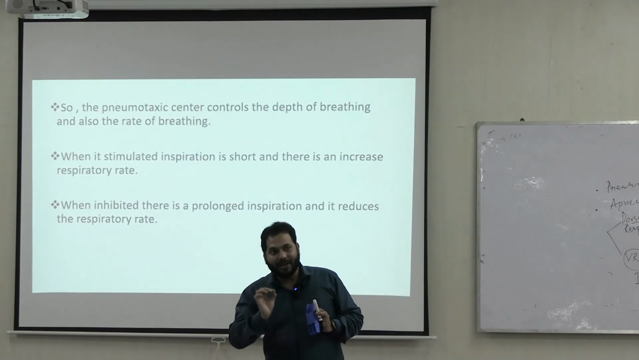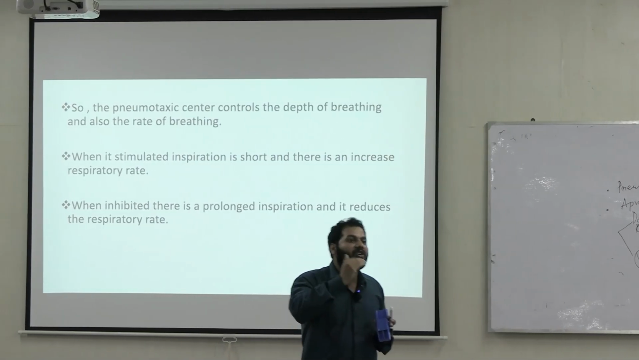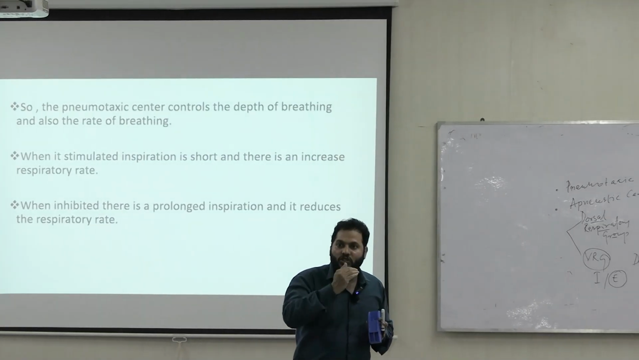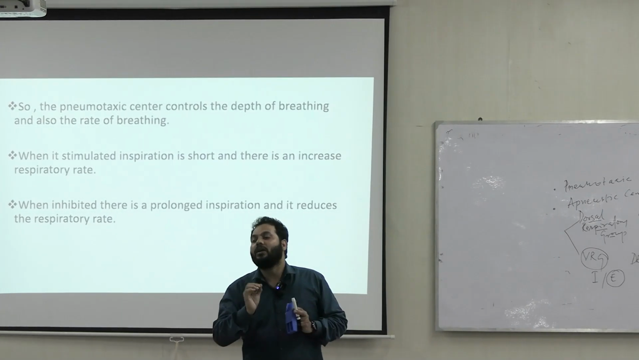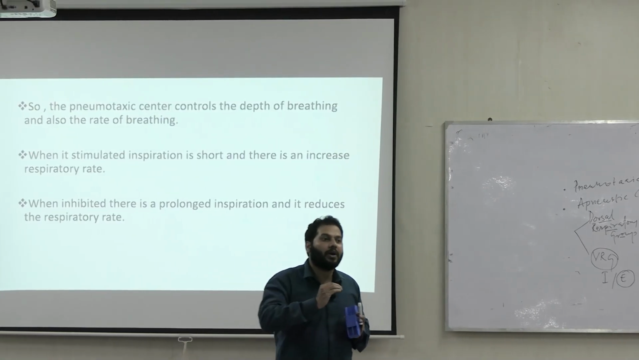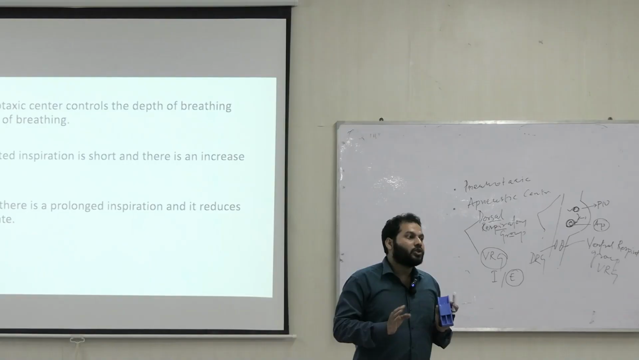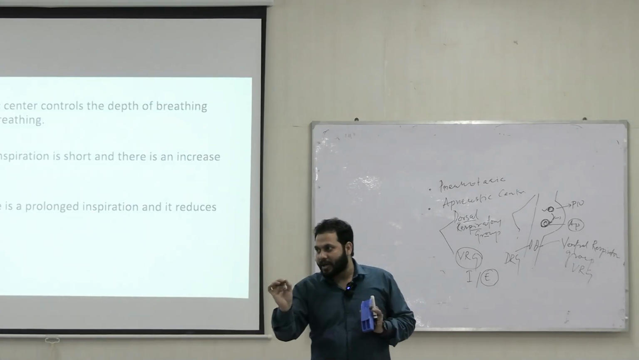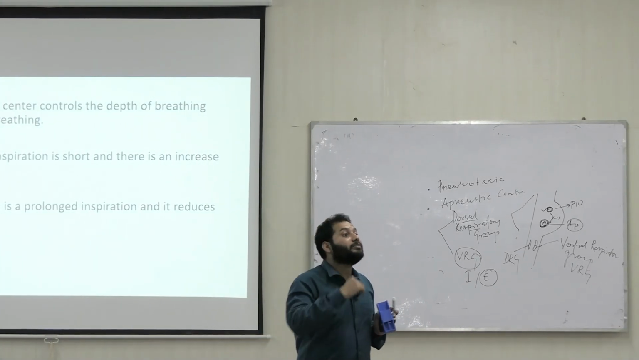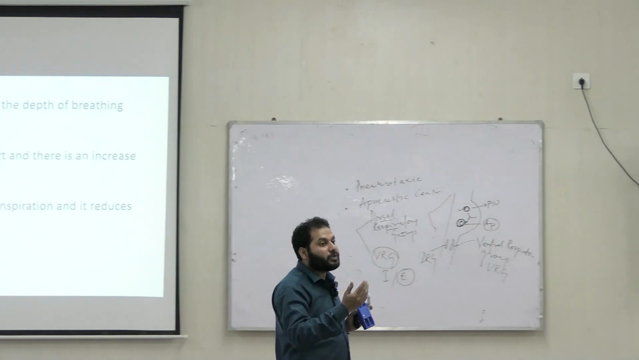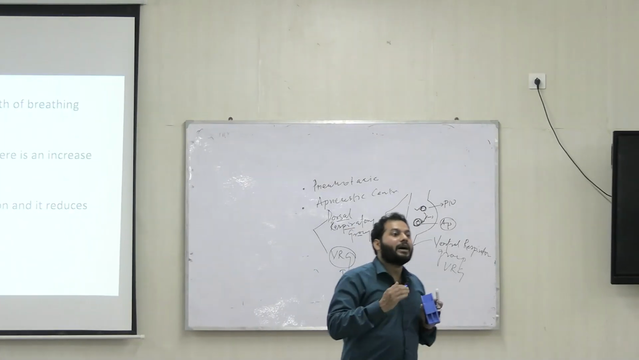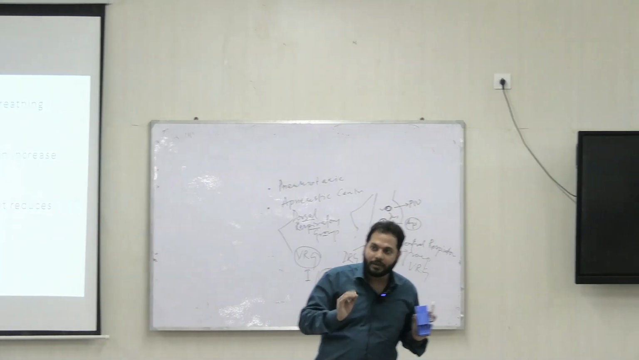So, where is it located? It is located just above the dorsal as well as the ventral respiratory group, right? On either side of the medulla. It acts as a pacemaker or a rhythmic center. It is involved in the generation of respiratory rhythm, right?